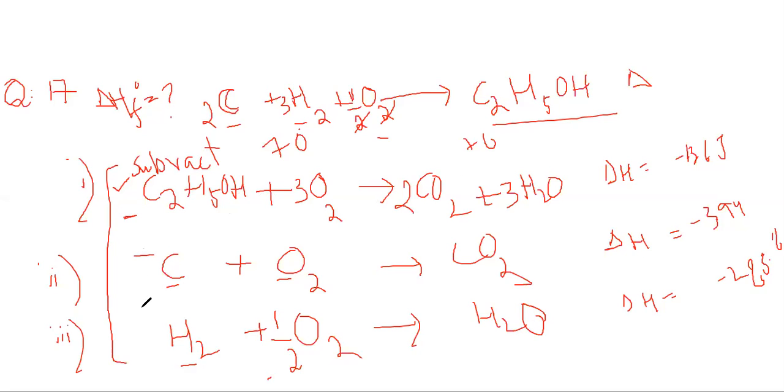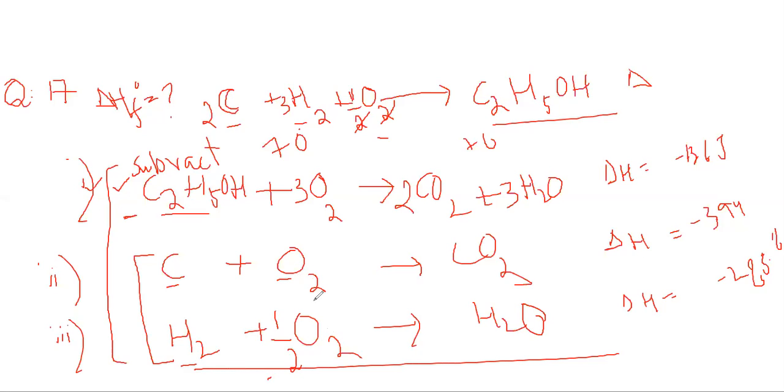So add equation number 2 and 3 and subtract the result of these equations with the equation number 1. Let's see. First you have to add equation number 2 and equation number 3 because you need ethyl alcohol on the product side. So that proves you have to subtract the equation number 1. You can't add the equation number 1 because you need this ethyl alcohol on the product side. So let's add these 2 equations.